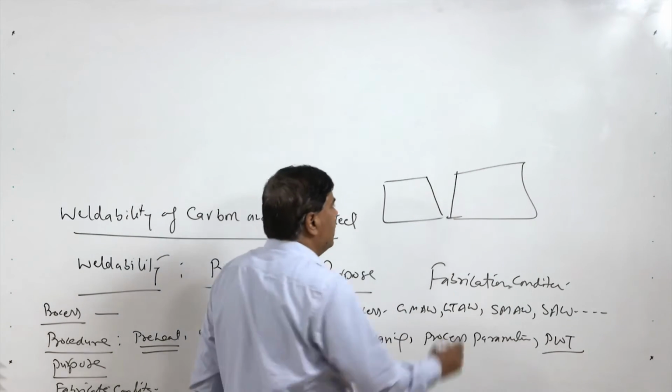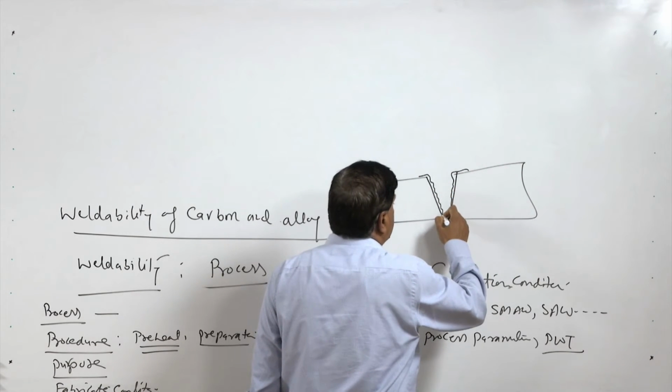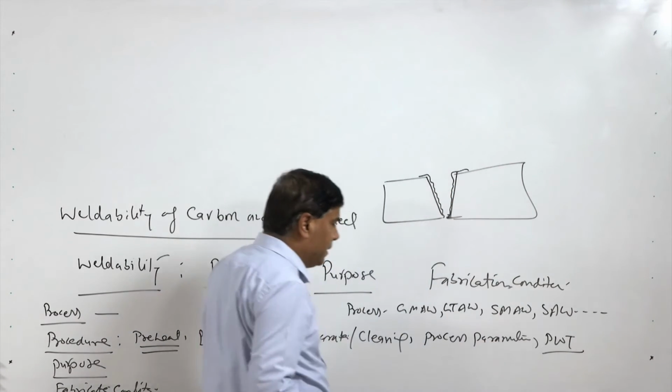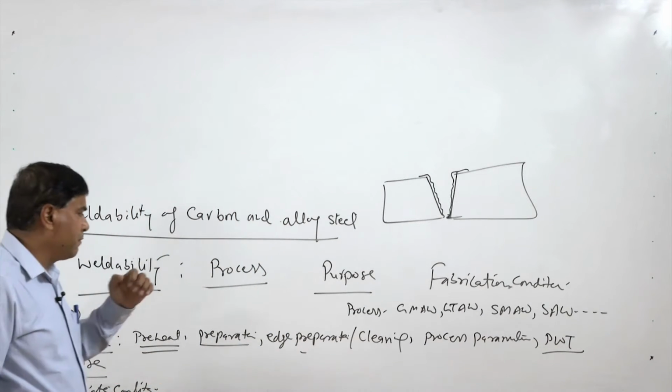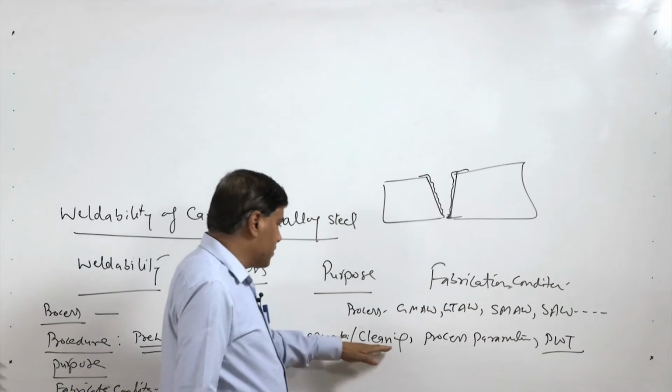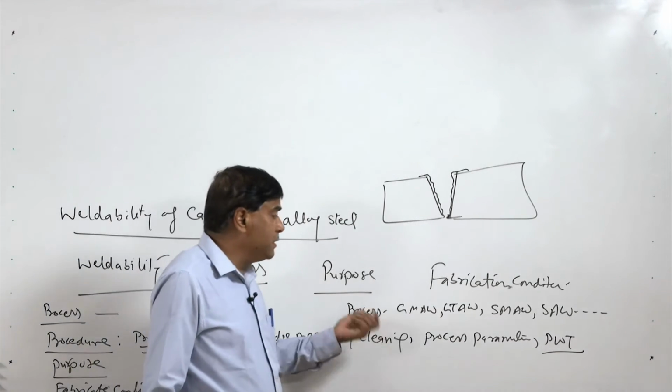The faying surfaces, the base metal surfaces, must be cleaned properly from the presence of impurities. They must be removed in order to avoid the presence of unnecessary gases in the weld metal or the presence of inclusions. If it is not done, then even despite all best efforts, we may not get a good quality weld joint.